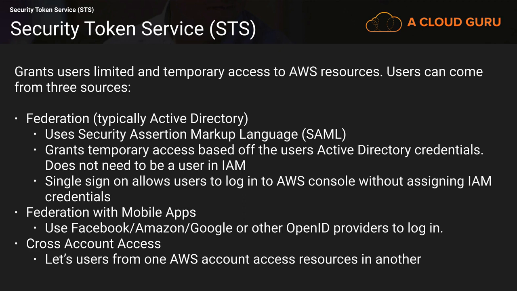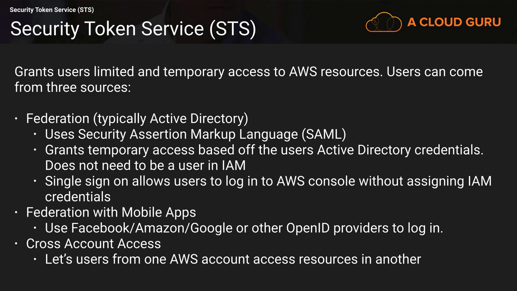Federation is typically done with Active Directory, and it uses Security Assertion Markup Language, or SAML, which basically grants temporary access based off the user's Active Directory credentials. The users don't need to be a user in IAM when you federate with Active Directory. They just need to be a user within your Active Directory environment. Single sign-on allows users to log into the AWS console without assigning an IAM credential. That's what Security Token Service helps to enable, and we'll show you how it works in a second. Basically, you can just sign into the AWS console using the same username and password that you would use when you sign into your workstation in the morning.